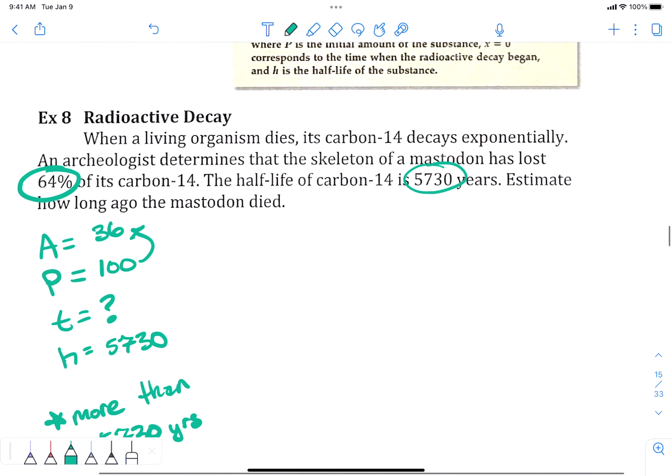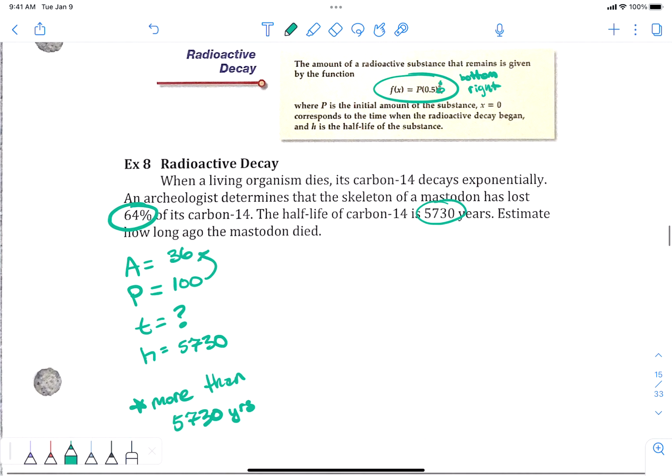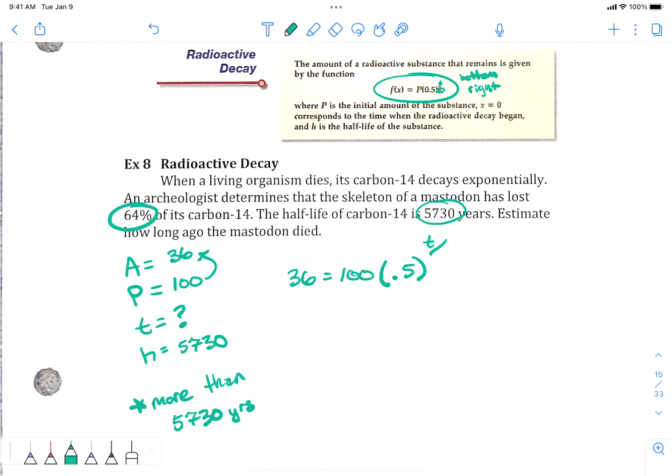All right, let's plug stuff in and see what we get. 36 is my after amount. 100 is my beginning amount. And we want 0.5 to the T over 5730. This is another one we're going to plug into our calculator.